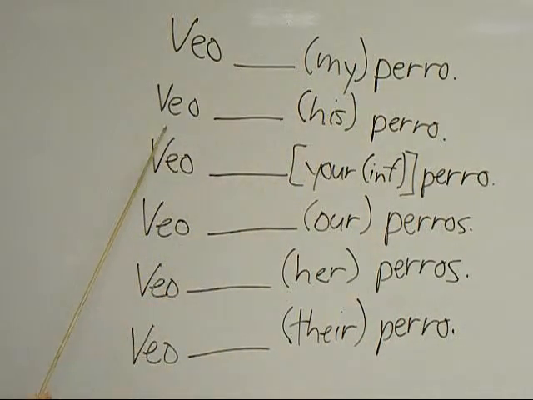Veo mi perro. Veo su perro. Veo tu perro. Veo nuestros perros. Veo sus perros. Veo su perro. Now notice that veo su perro could be either here or there, and it could be his or their. And so this can be confusing, and you have to pay more attention to context when you're using these possessive adjectives.